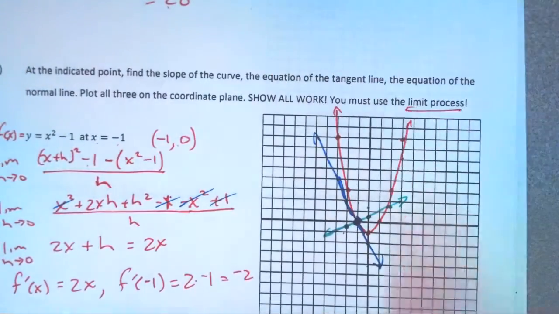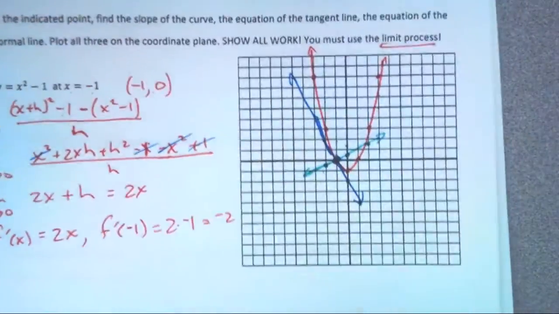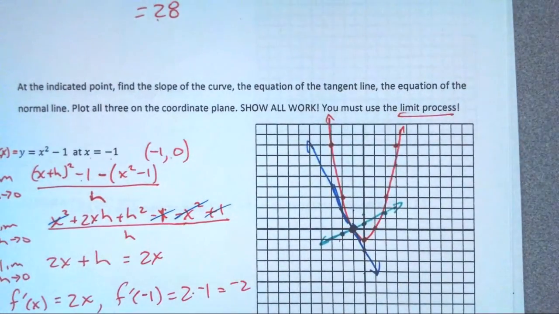Yes, I got the tangent. It looked right there. I worked for this, but it looked right. It looks perpendicular there. All good? All good.